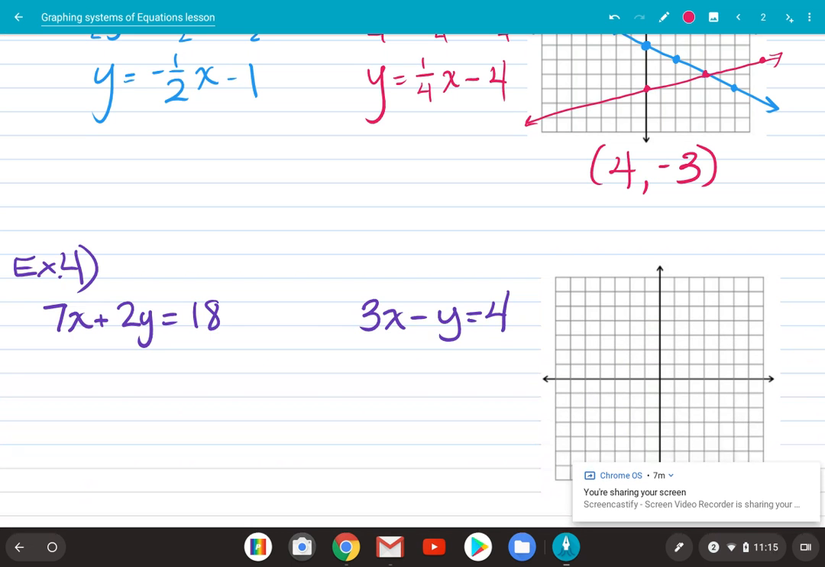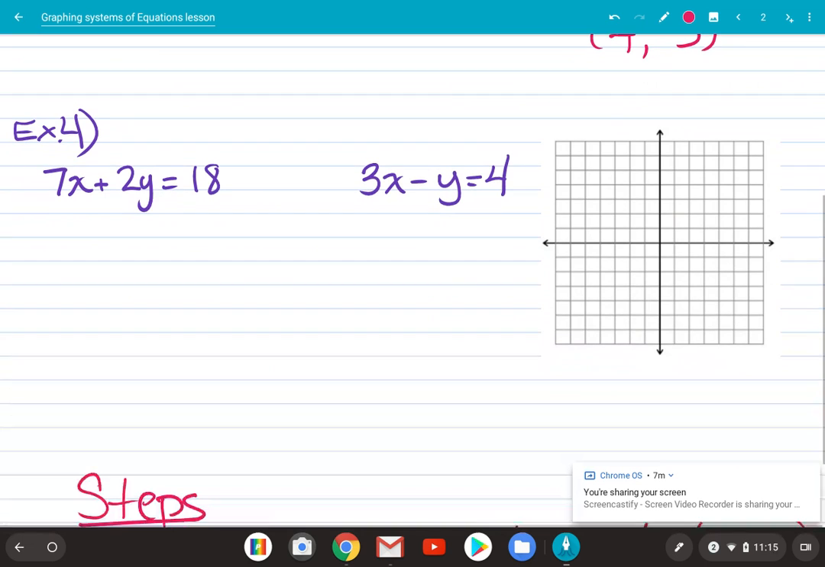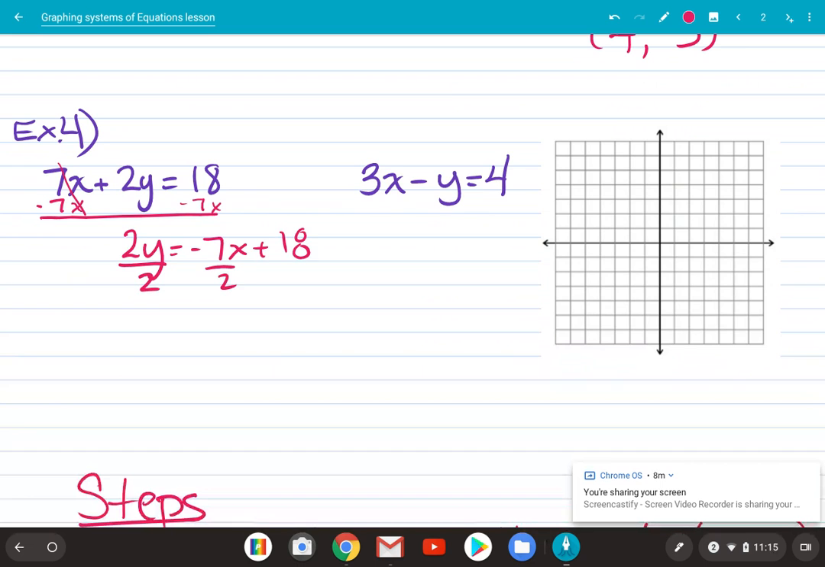And you can always pause or replay these videos to help you. So again, first step, move the x to the other side. Cross out, we get 2y equals -7x plus 18. Then divide by 2. Y equals -7/2 x plus 9.